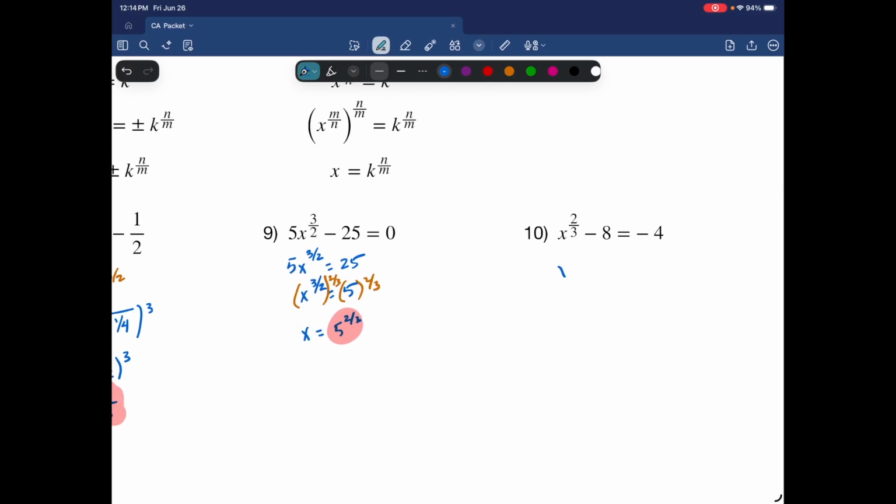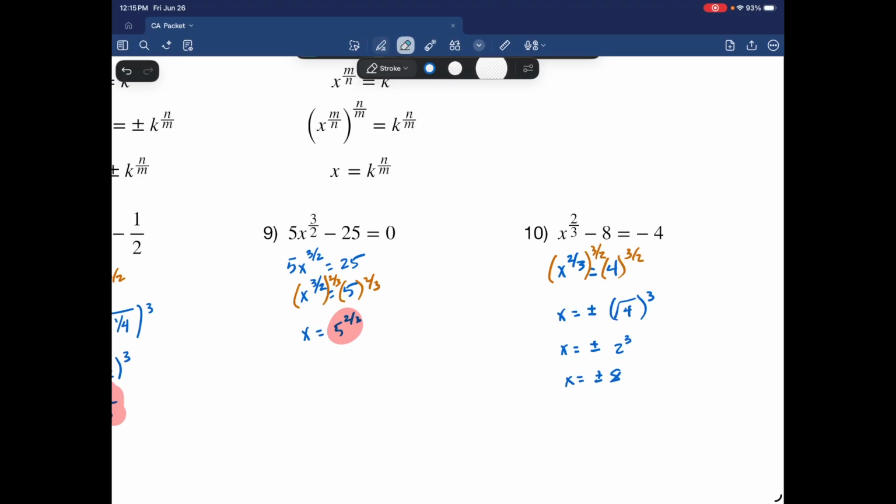All right, so last one in this section. So you got x to the 2/3 equals positive 4. So I'm going to raise both sides to the 3/2. And since the denominator is even, I've got to consider the positive and the negative. So I got x equals plus or minus the square root of 4 to the 3rd power. Square root of 4 is 2. So you got x equals plus or minus 2 to the 3rd power, and that is 8. So plus or minus 8.